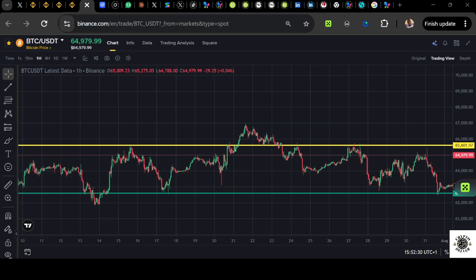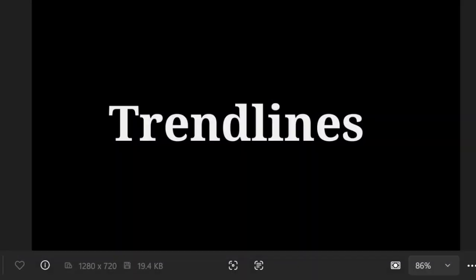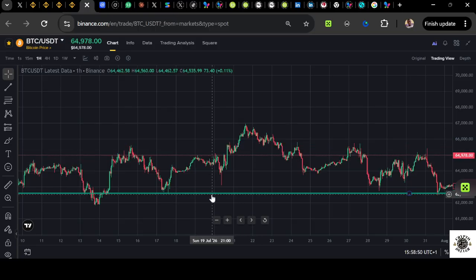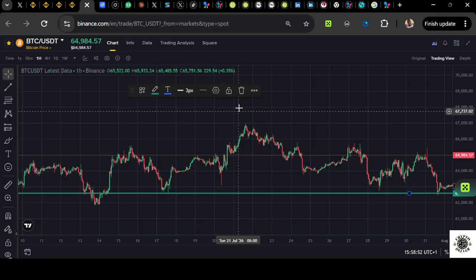So in today's video, we're going to be talking about trend lines. And what I'm going to be showing you in this video is how to best use trend lines in your technical analysis. What is a trend line? As you can see on my chart, I have some lines here. Those are not actually trend lines, so I just have to remove them. Now, I'm going to tell you what trend lines are.